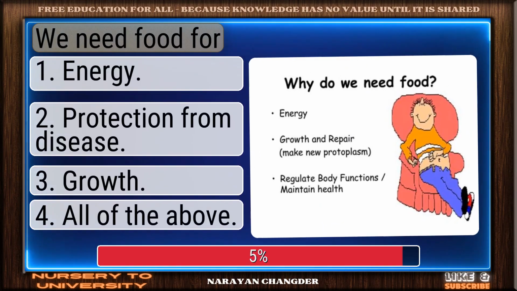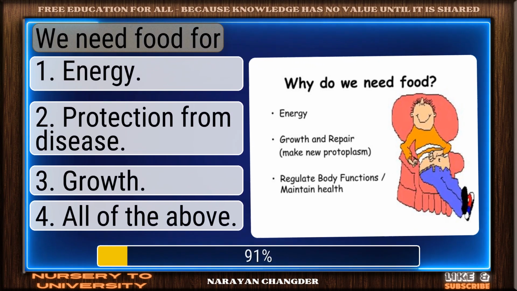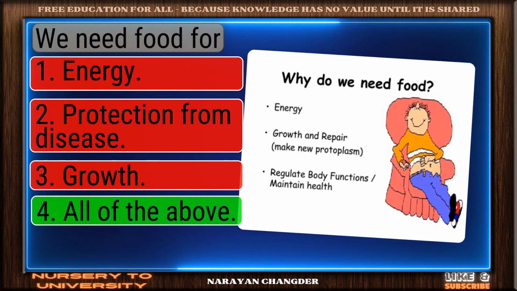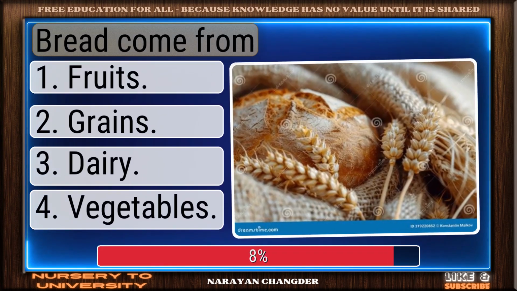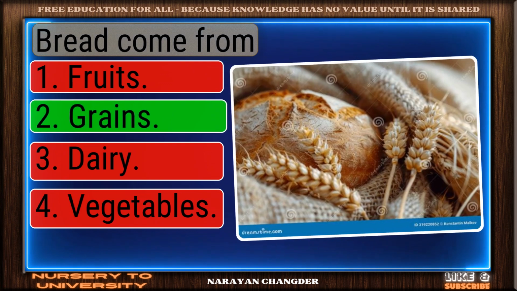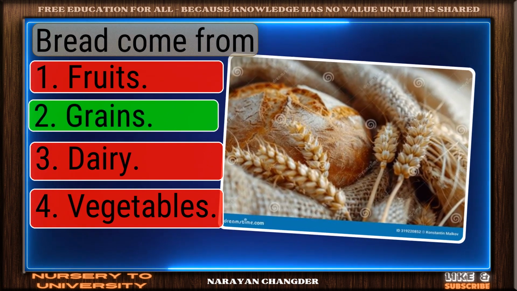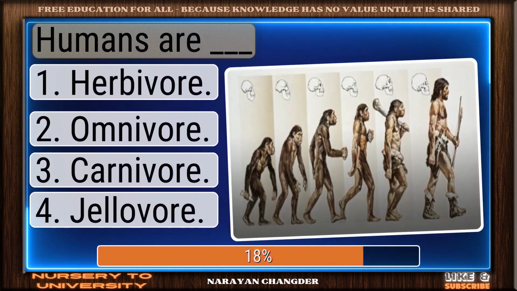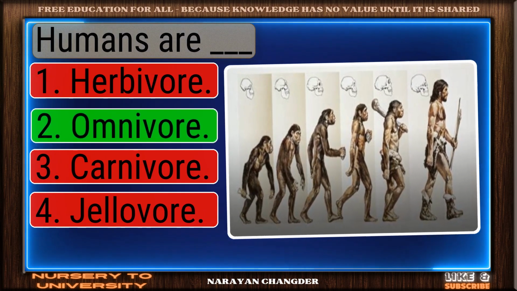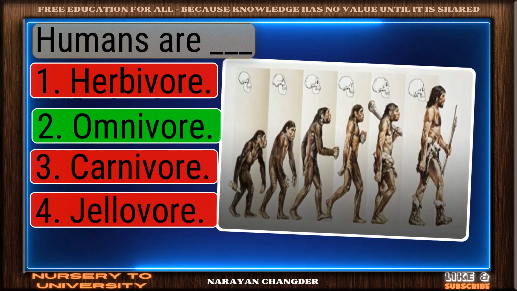We need food for. Smart pick. All of the above is the correct choice. Bread comes from. Strong choice. Grains is the right answer. Humans are dash. Great job. Omnivore is the accurate answer.